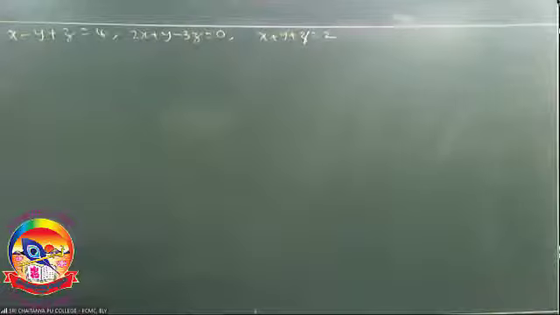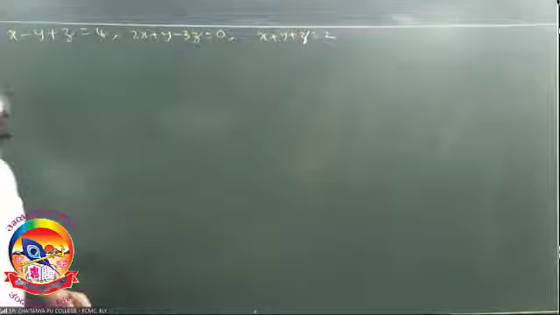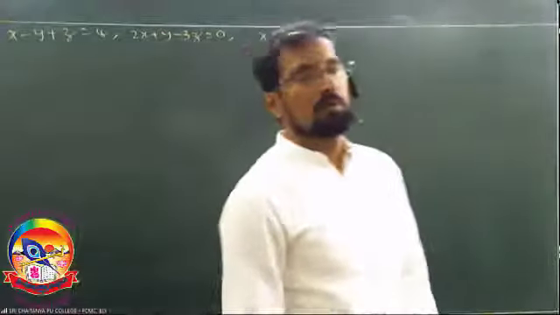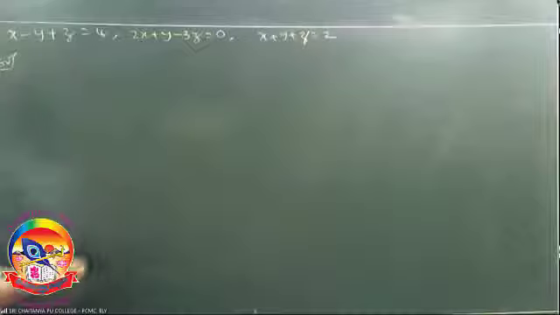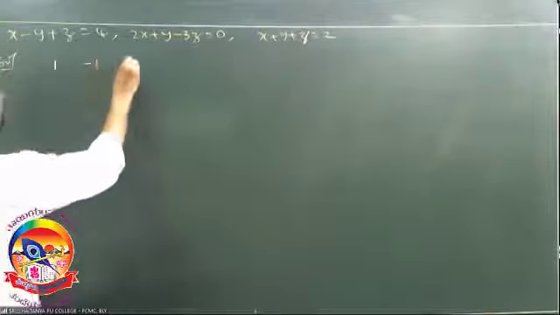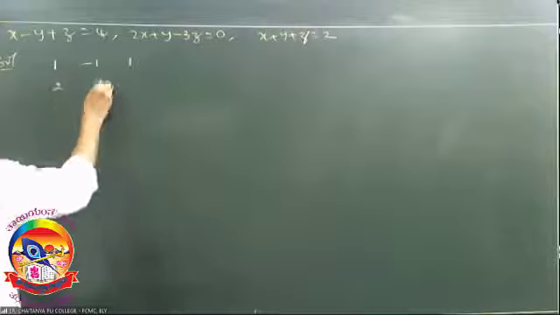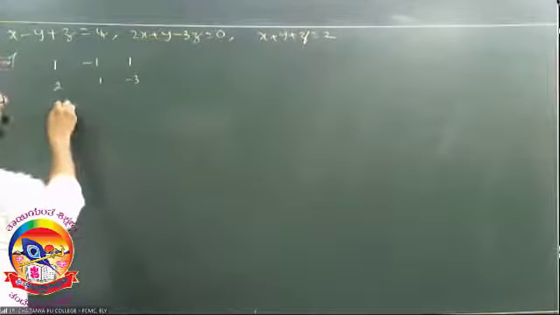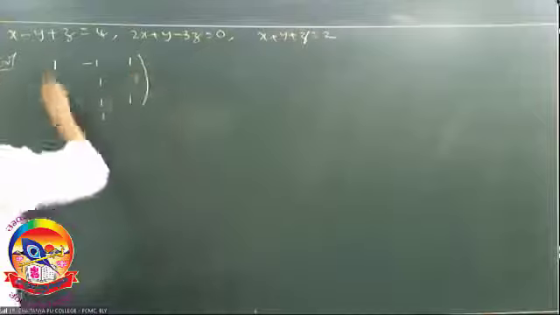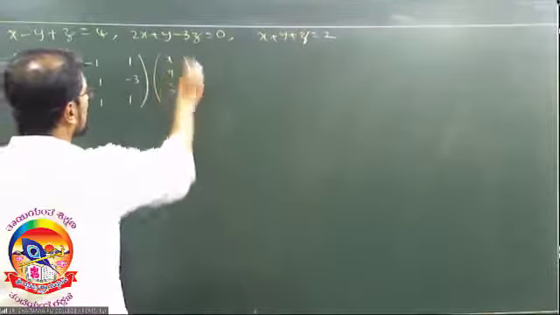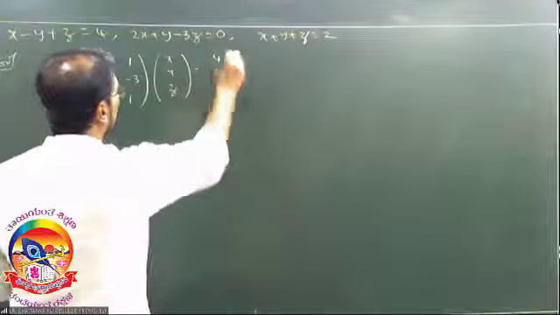First of all, write that one in the matrix form. Okay, I hope you wrote the question, right? Now, start doing the problem, writing in the matrix form. Okay, shall I write directly? 1, minus 1, 1, okay? 2, 1, minus 3, okay? 1, 1, 1 into x, y, z is equal to 4, 0, 2.